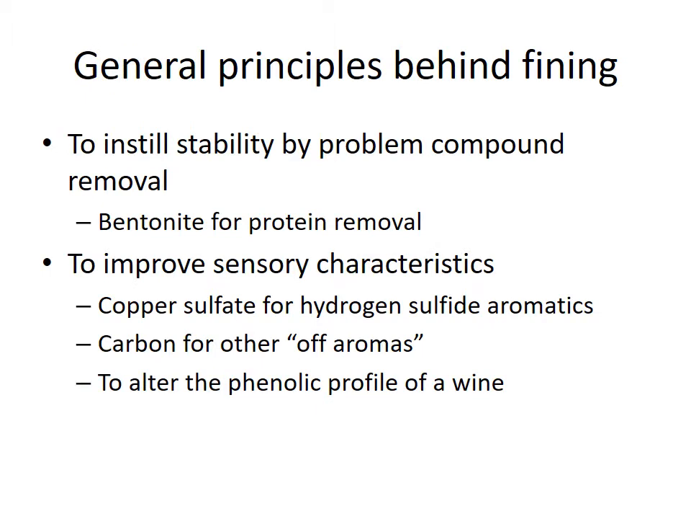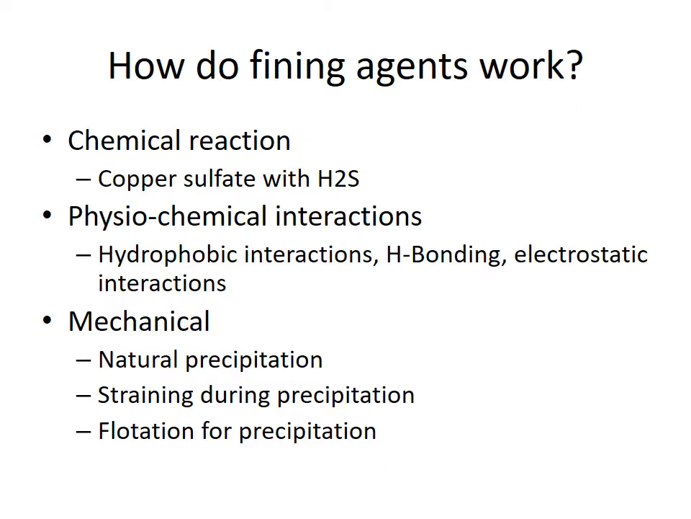So one of the ideas that we have here is why do we fine wine, and you guys are very familiar with bentonite, because we add bentonite to take out protein, and that's a way to make a wine stable. But then there are some other things that we might do to improve sensory characteristics. So we had copper sulfate, which you look back on when we talked about how we worked on the Chardonnay to get rid of that furfural problem. And then there are some other things that we can work on, like carbon, which can strip all sorts of aromas out. But primarily what we want to look at in this lecture is how we alter the phenolic profile of the wine.